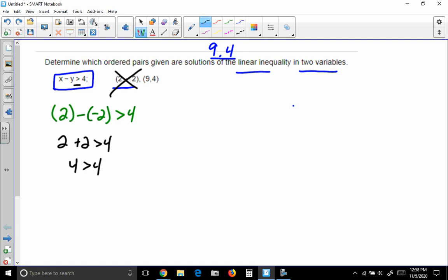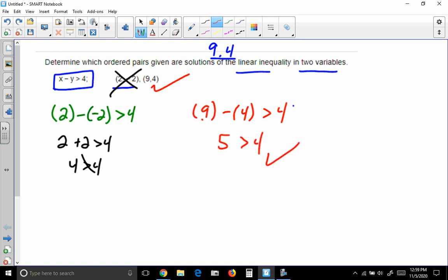If it had a line underneath it, such that it says greater than or equal to 4, this would be a solution because 4 is equal to 4. But in this one, since there's no line, we don't include where it's equal, just strictly what's greater. And in this case, 4 is not bigger than 4. Now let's try the next one. If we try the 9 and the 4, we would put a 9 for x, 4 for y. 9 minus 4 is 5, and that is a true statement. So that means that ordered pair is a solution to that inequality.